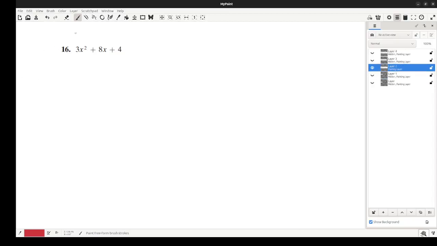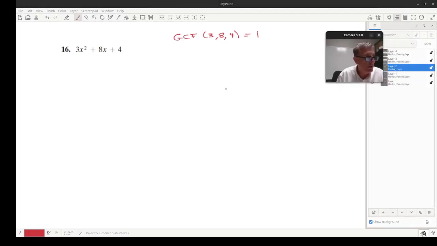So here we have another one. Leading coefficient is 3, and the GCF of 3, 8, and 4, well, it's equal to 1. The GCF always exists, and in this case it's going to be equal to 1. So we can't do much beyond that. So we just got to factor it.